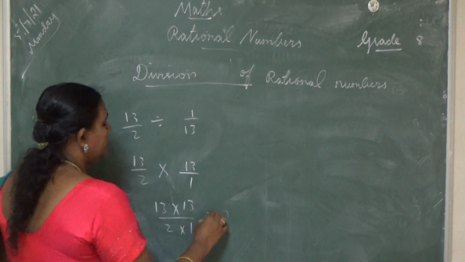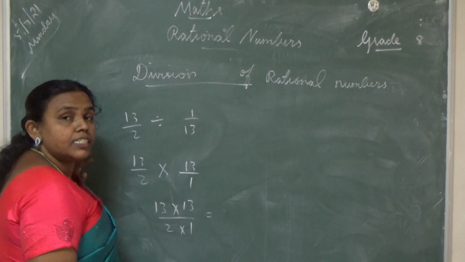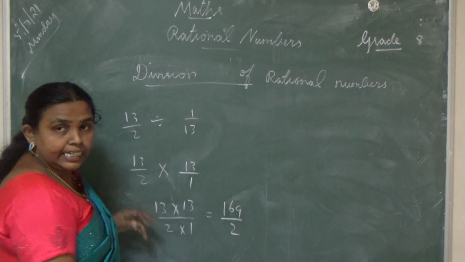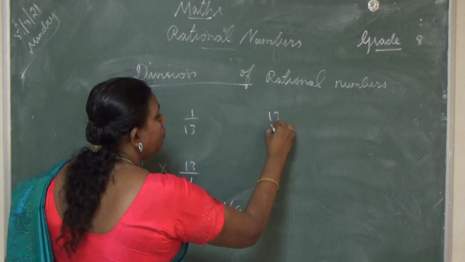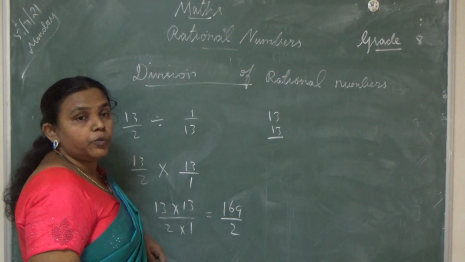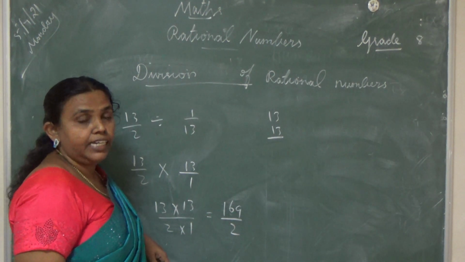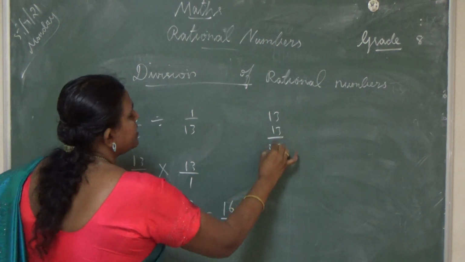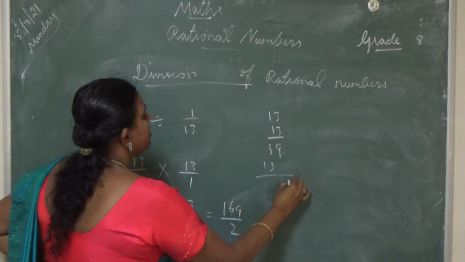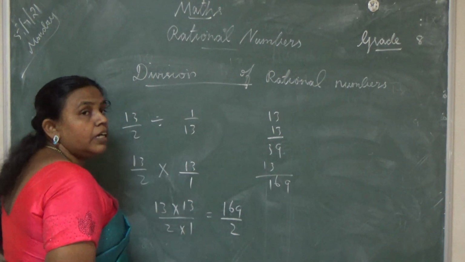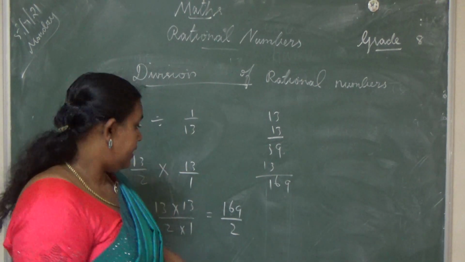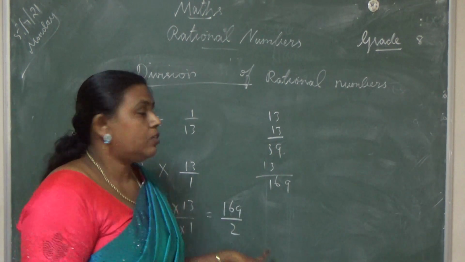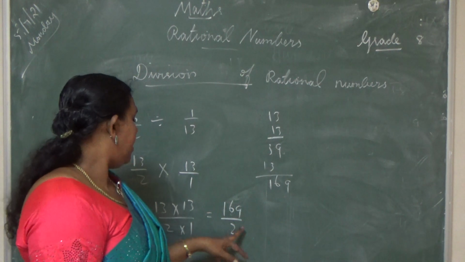So 13 into 13, 13 13s are 169. If you don't know, you just multiply using the method of multiplication. 3 3s are 9. Sorry, 1 3 is 3, 1 3 is 3, 1 1 is 1. So 169. If you don't know the 13th table, you can multiply like this and find it out. So 13 into 13 means 169 by 2.